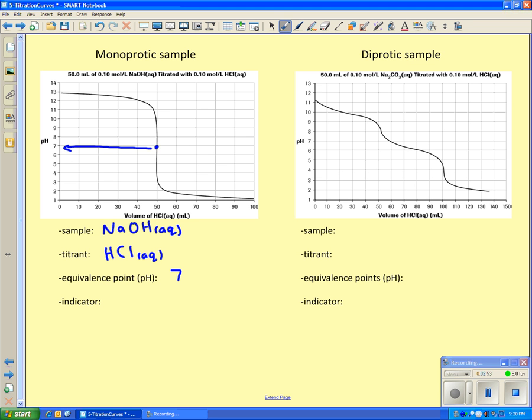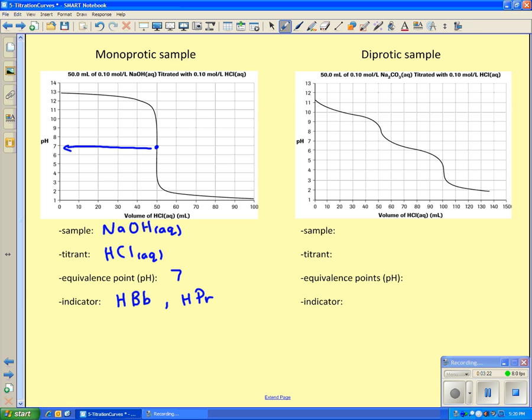An indicator that we might use for this would be one that changes right around the pH of 7. So looking at your page 10 chart of acid-base indicators, there's a couple that you could pick. The best one would probably be bromothymol blue, which is HBB, or maybe phenol red, HPR.